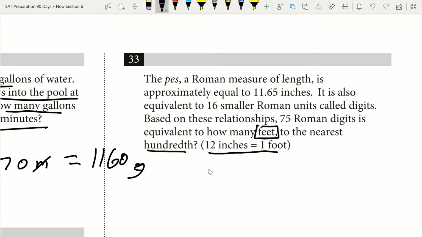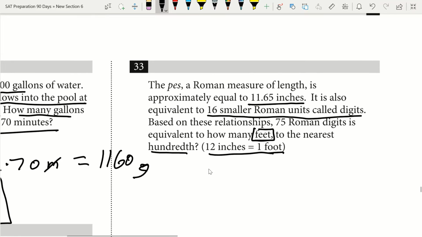We've got 12 inches as 1 foot as well. We know that 1 pes is equivalent to 11.65 inches. We know that 1 pes is also equivalent to 16 digits. We're told we have 75 digits.